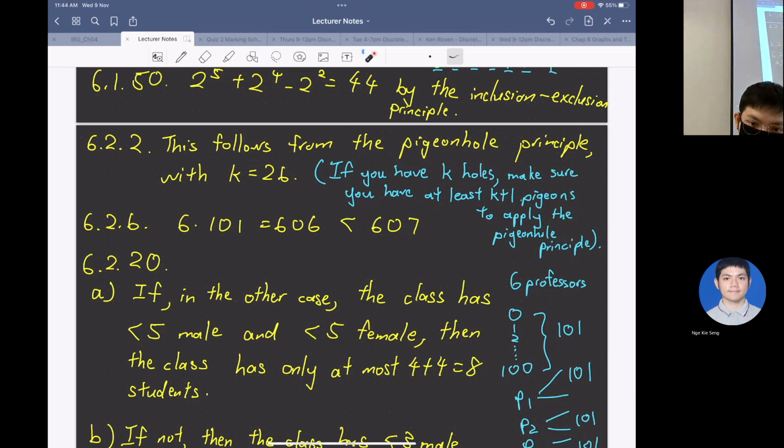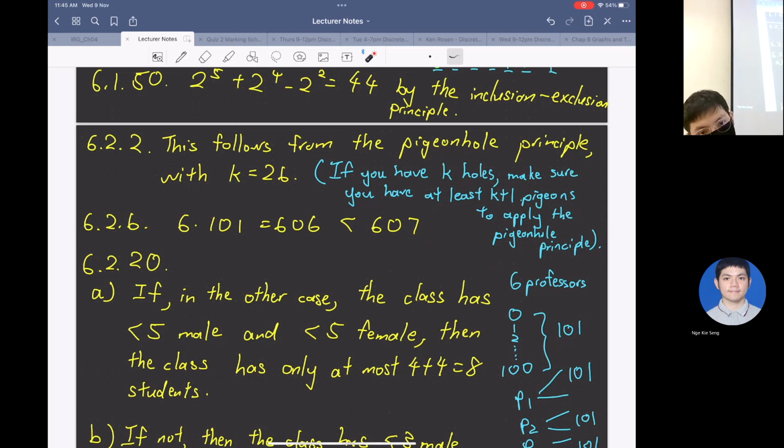6.2.2, using the pigeonhole principle. If there are 30 students in the class, then at least 2 have last names beginning with the same letter. Because you only have 26 letters, and now you have more than 26 students, by pigeonhole you can prove that at least 2 have last names beginning with the same letter. Actually, 27 is enough to have at least 2 students with last names beginning with the same letter.